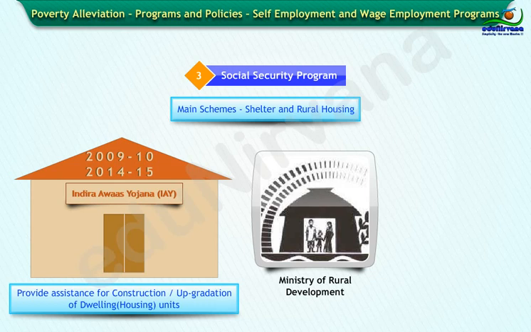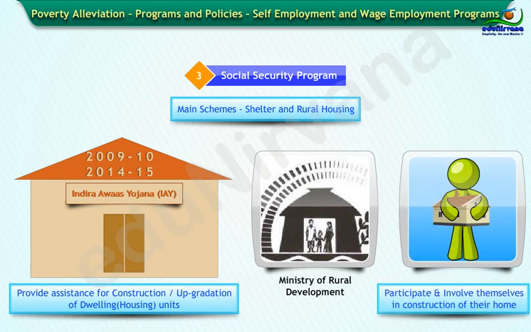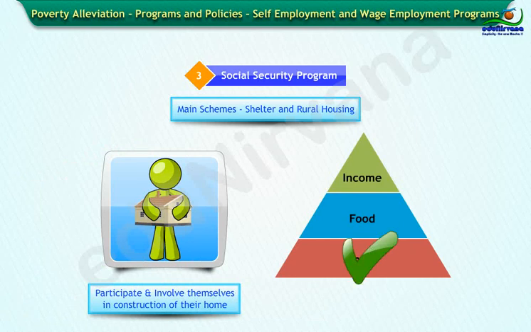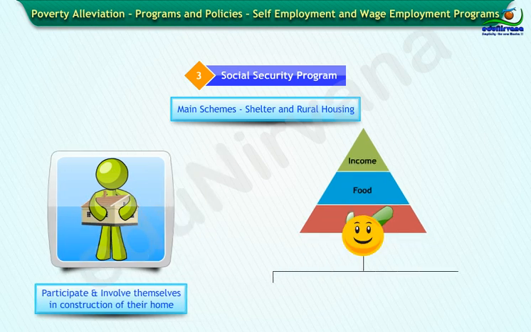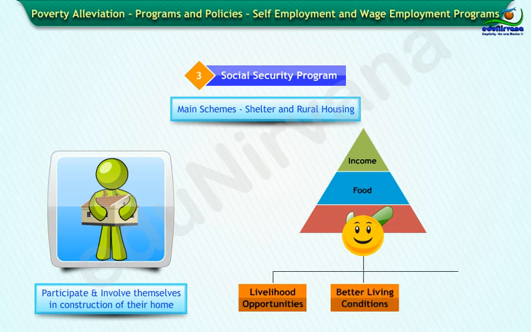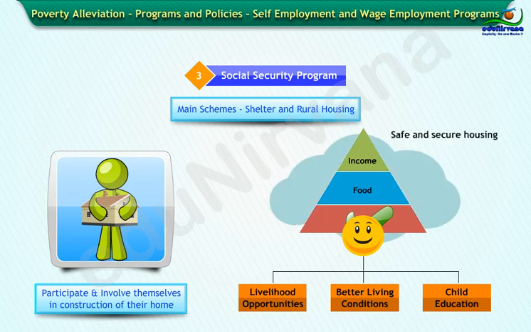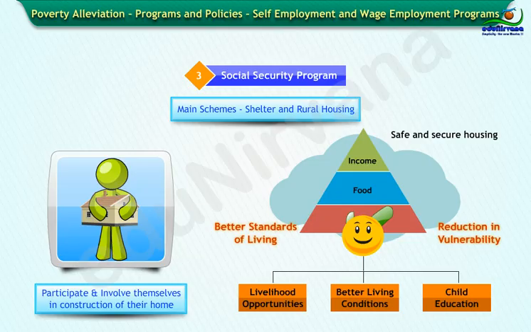The popularity can be attributed to the fact that the scheme enables beneficiaries to participate and involve themselves in construction of their home. Providing houses to the poorest also has a positive impact on people's physical and mental health. Once the basic need of housing is fulfilled, citizens develop a sense of opportunity for livelihood, for improving living conditions, and for continuing children's education. Undoubtedly, there is a direct link between safe and secure housing, better standards of living and reduction in vulnerability.